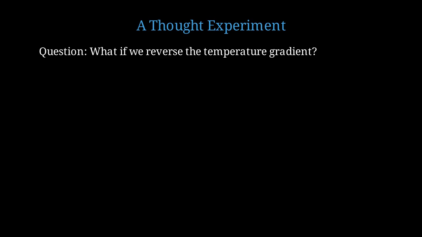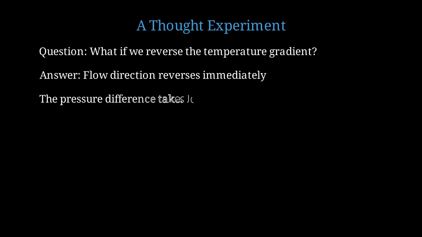Let me propose a thought experiment to test your understanding. Question: what happens if we suddenly reverse the temperature gradient, making the hot side cold and vice versa? Answer: the thermal creep flow direction reverses almost immediately, on timescales of microseconds. However, the pressure difference takes much longer to equilibrate, potentially milliseconds or longer depending on reservoir volumes.